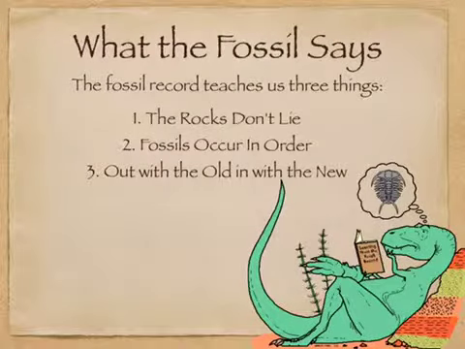The fossil record teaches us three things. First, the rocks don't lie. The record in the rock confirms several predictions of evolutionary theory. It shows the gradual changes and splitting in lineages and the existence of transitional forms between very different kinds of organisms. Second, fossils occur in an order that makes evolutionary sense. For example, the earliest birds appear after dinosaurs, but before modern birds. Lastly, evolutionary change nearly always involves new species becoming modified versions of older ones.